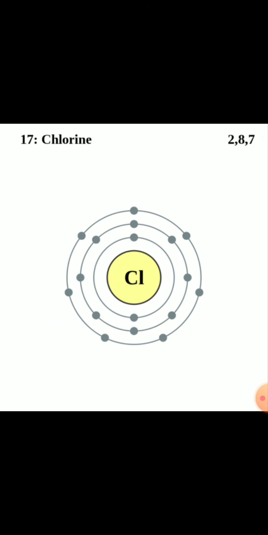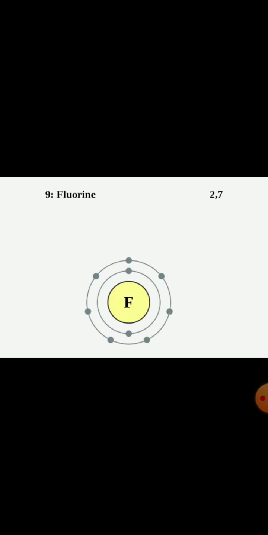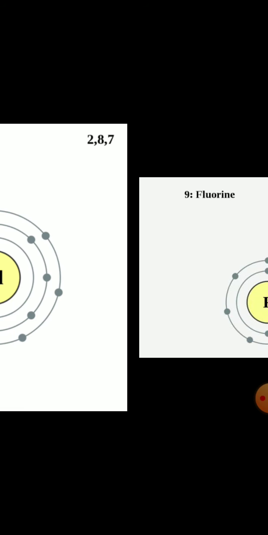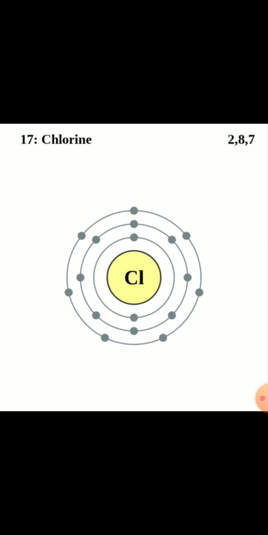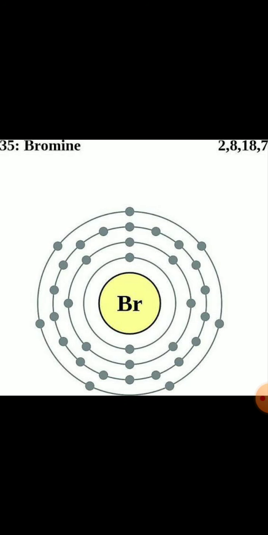The next we have chlorine. Atomic number 17. 2 in the first orbit, 8 electrons in the second, and in the last orbit 7 electrons. Here for fluorine, valence electrons are 7. For chlorine, valence electrons are 7. If we talk about bromine, the atomic number of bromine is 35. So if we arrange electrons in different shells, it will be 2, 8, 18 and 7. Here also we can see there are 7 electrons in the outermost orbit.